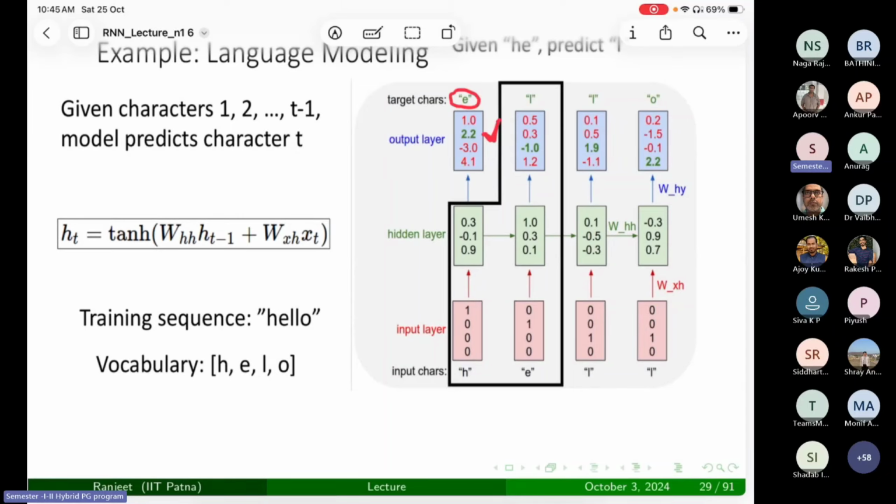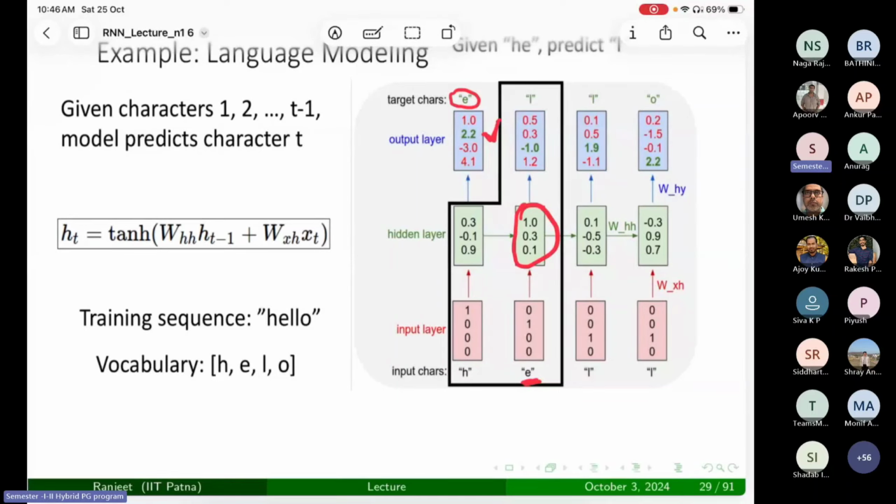Now for the next character, we have to predict with the help of E. But since this is a sequential relationship, E is not meaningful by itself. It's meaningful when we combine all these characters, and that makes the word hello. Hello has some meaning, but E does not. So when you are at this point E, you also see the information from the H. So that's aggregated information, and that aggregated information is in the state.